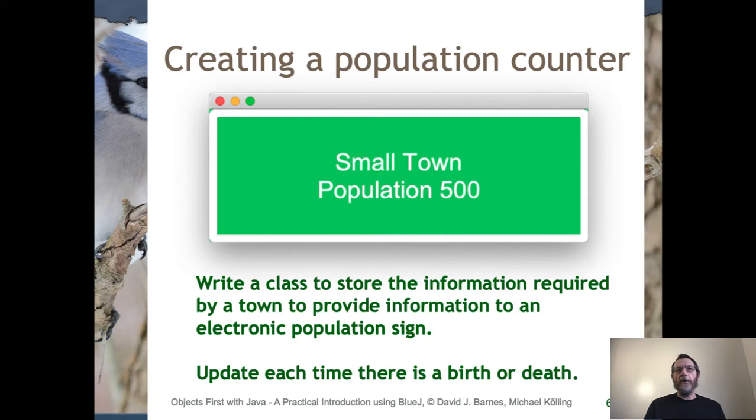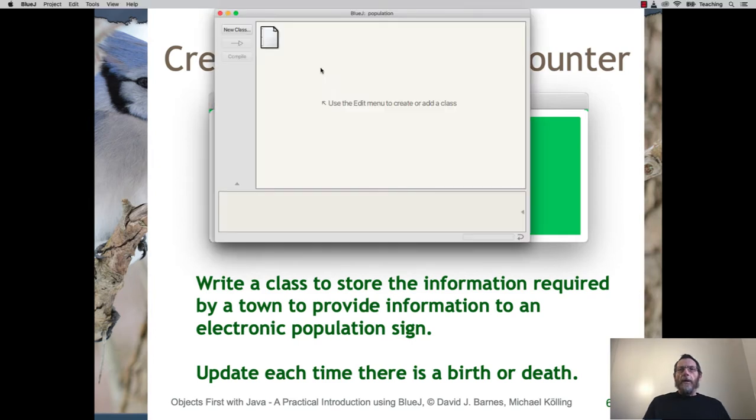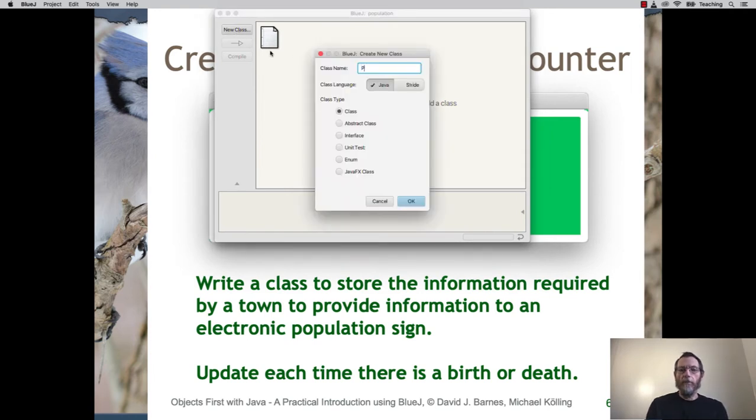And the idea is that a program could be connected up to registrations of births and deaths and automatically update the sign every time there's a new birth or a new death within the town. We're going to follow the principles that we've talked about, which is to observe and to imitate, making adjustments where required. This is the new project that we're going to start with, and we're going to create a new class which I'll call population.